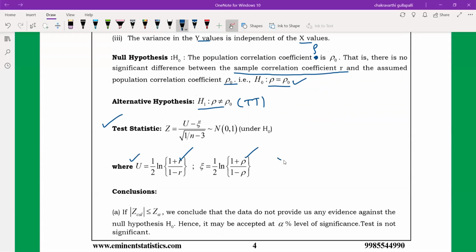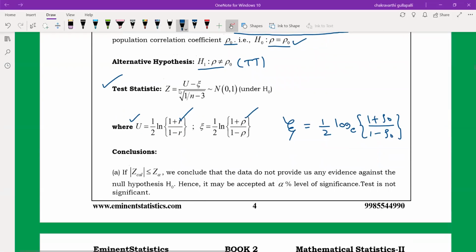Under H naught, Xi is 1 by 2 log base e of (1 plus rho naught) by (1 minus rho naught). Conclusion: if modulus Z calculated is less than or equal to the Z table value at the specified level of significance, we accept H naught; otherwise we reject H naught.